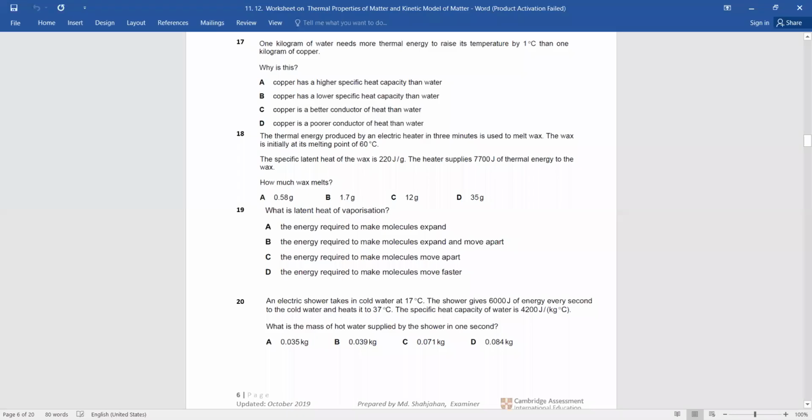Now we are going to the worksheet. We are done till 16, and today we'll continue from 17 with Kazi Zawad. Kazi Zawad will start reading. Question 17.